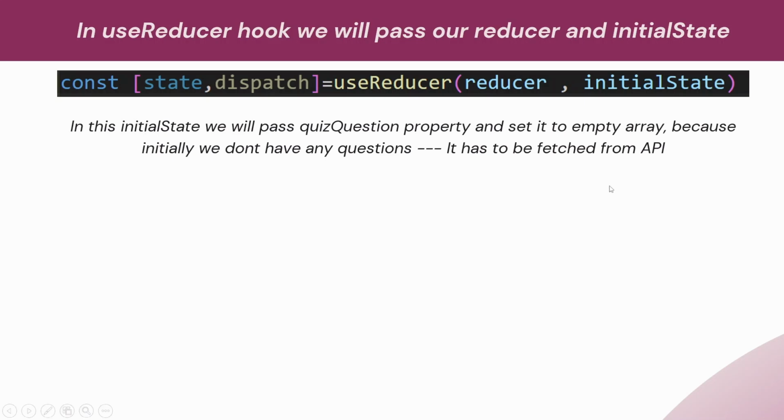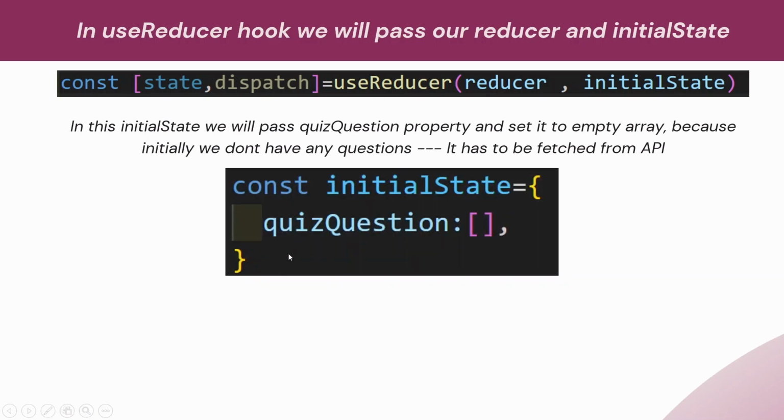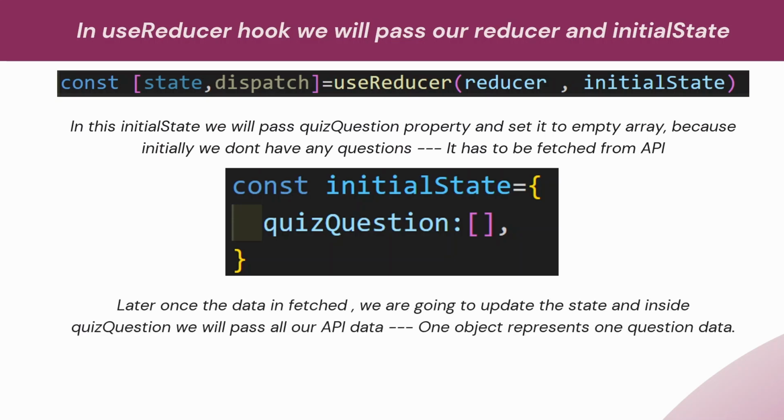So initially, inside this initial state, we are going to pass the property quiz question, and for this we are going to assign the default value as an empty array. Why are we assigning an empty array? Because we are going to use an API, and from that API we need to fetch the data. So initially we will not have any data. Initially our questions will be loaded in the background, and during that time we are not going to have any data.